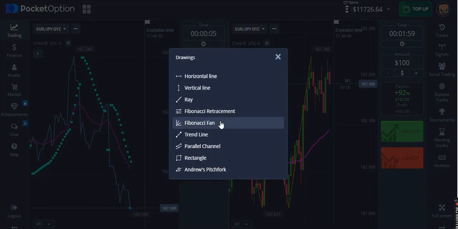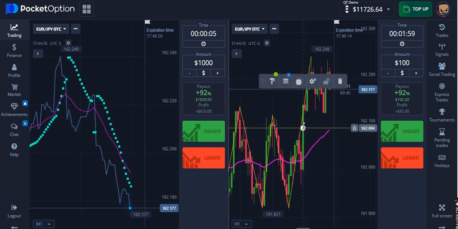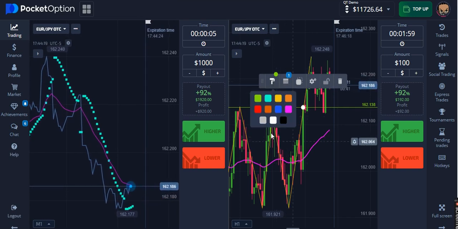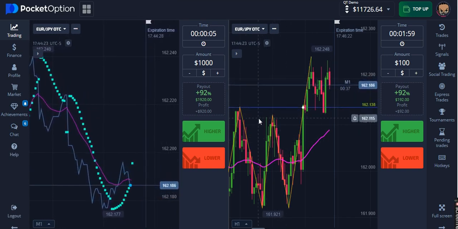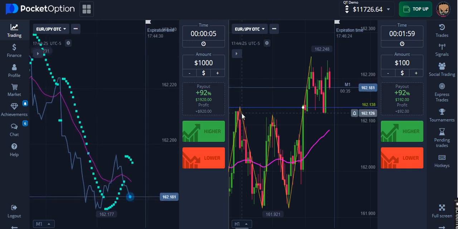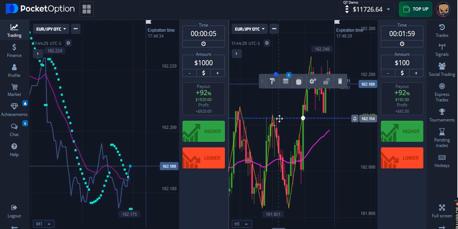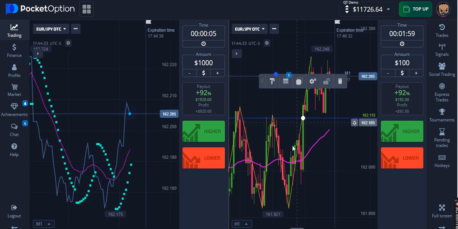I'm going to draw a horizontal line. And it's green right now. So you guys see this green line? I'm going to change the color of it. I'm going to make it blue. So this blue line, as you guys can see, it kind of sort of touched here, and let's bring it down a little bit so you guys can see. It touched here, and then touched here, and then it broke out here.